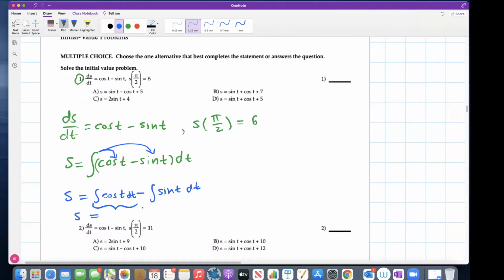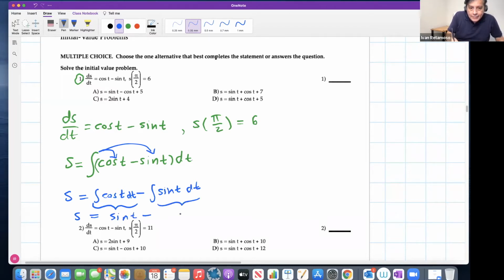Sine. Excellent idea. Very good. Sine, right? And the antiderivative of sine? What is this? Minus cosine. Minus cosine. Excellent, right? Be careful there, guys. Now, in the end, when you simplify, you get sine of t plus cosine of t plus your constant, right?